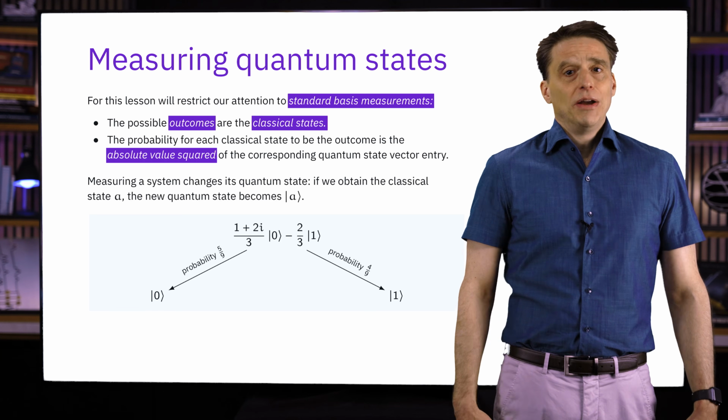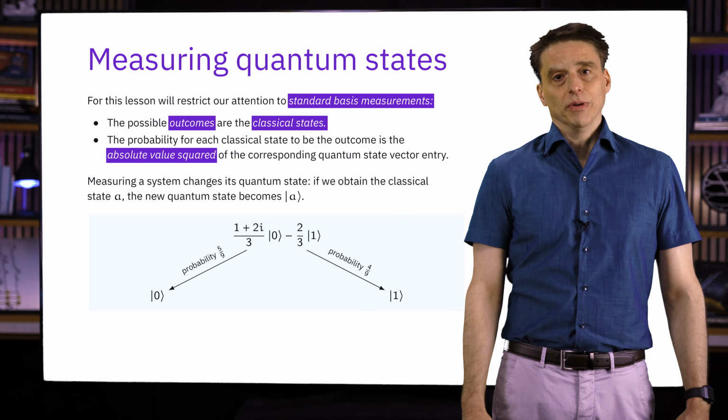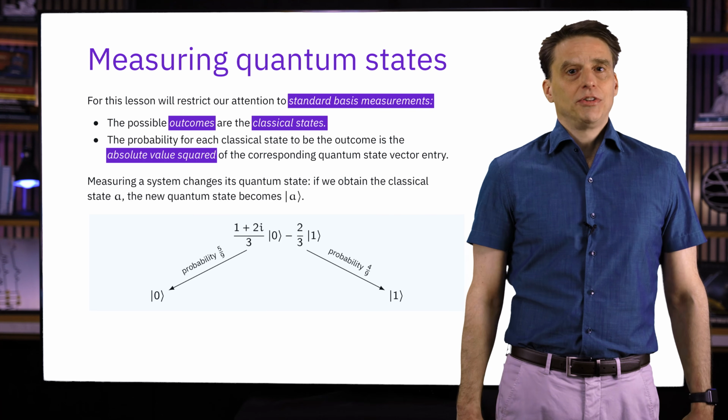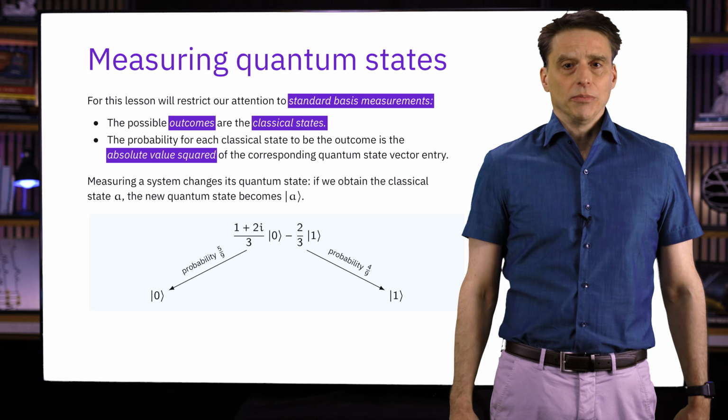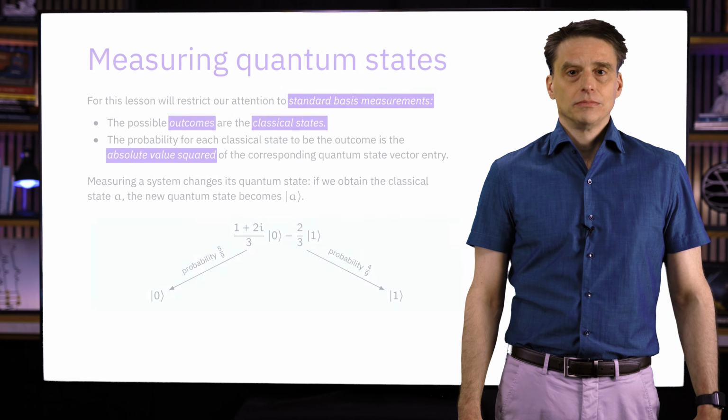Notice, by the way, that if you measured a second time, then you would get exactly the same result as you did for the first measurement. So there's a limit on how much classical information can be extracted from a quantum state, and we'll come back to this point soon in another lesson.